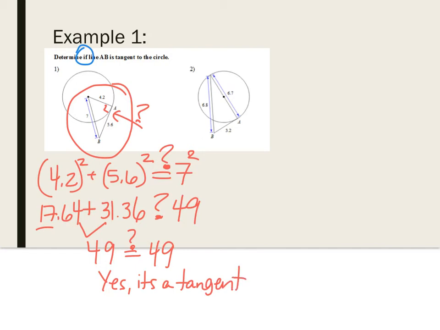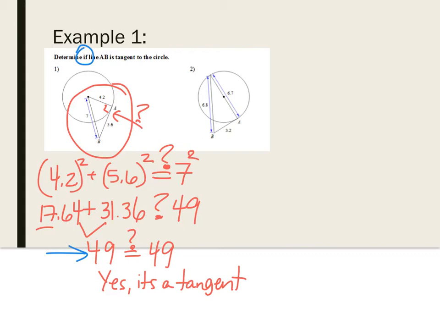Again, what we're basing that on is the fact that tangent lines always form a right angle where they touch the circle with the radius. And we have the picture that shows a radius and a possible tangent line. We prove that it's definitely a right angle by saying this right here. And that means it's definitely a tangent line.